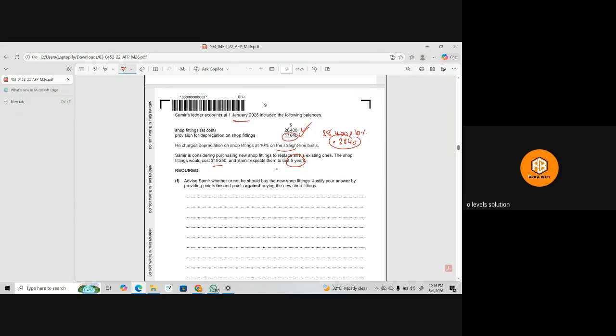17,040. So let's see what the life of the previous shop fittings is. If you want to find out the life, there is a formula which we use, and that is depreciation is equal to cost divided by useful life. Because for the new fittings, their life is 5 years. Now let's see what the life of the ones we already have is.